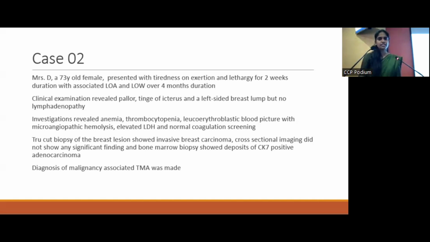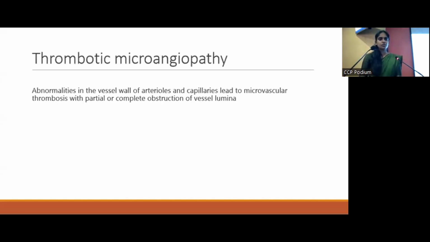So in these 2 cases, although TMA is there, are we going to manage these patients in the same manner? We'll discuss this in the next few minutes. So, what is TMA? It's an abnormality in the vessel wall of the arterioles and capillaries which leads to microvascular thrombosis with partial or complete obstruction of the vessel lumen.